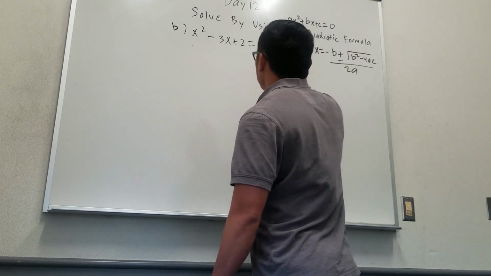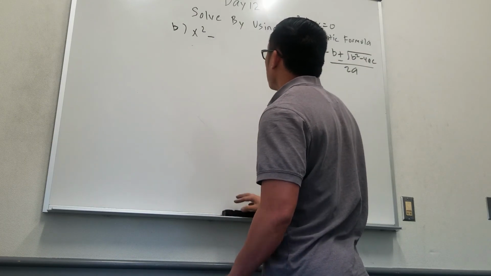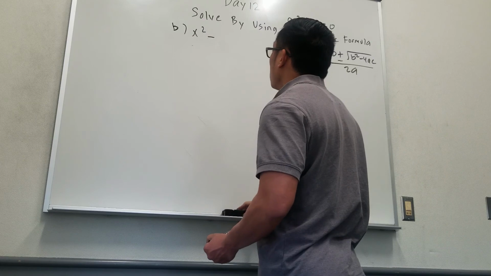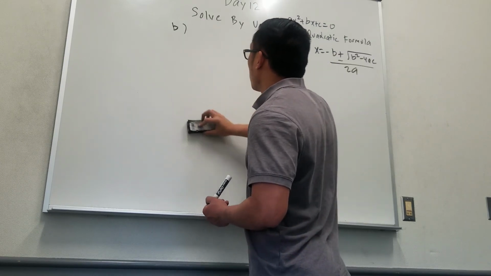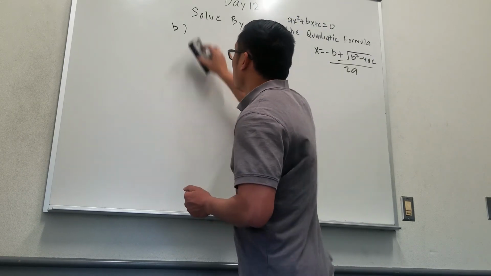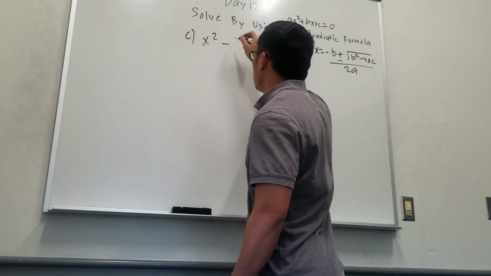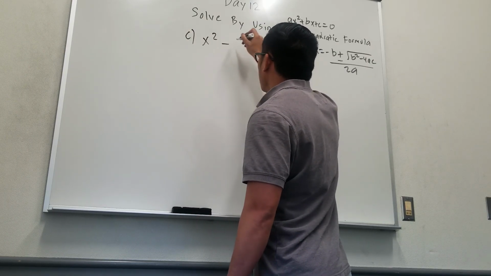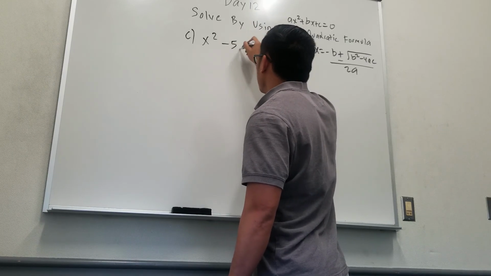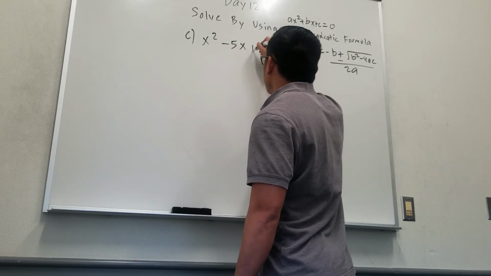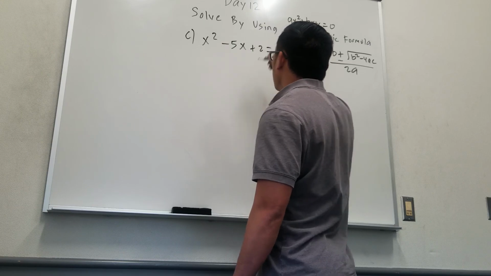All right, let's do another one. Let's do minus 4x. Yeah, why not? Let's just do something random. Okay, let's do this. C: x squared minus 5x plus 2.